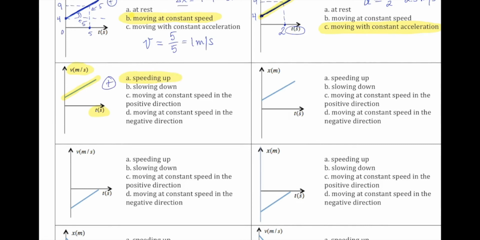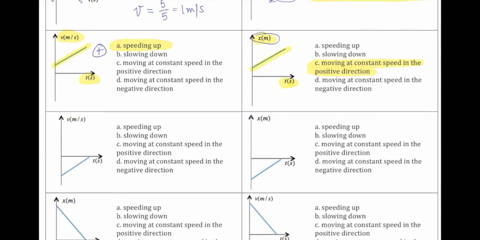So it's moving in the positive direction, it's speeding up, it's accelerating. Here, x versus t, consistent slope in the positive direction. So I'm moving, not speeding up, not slowing down, moving at a constant speed in a positive direction.